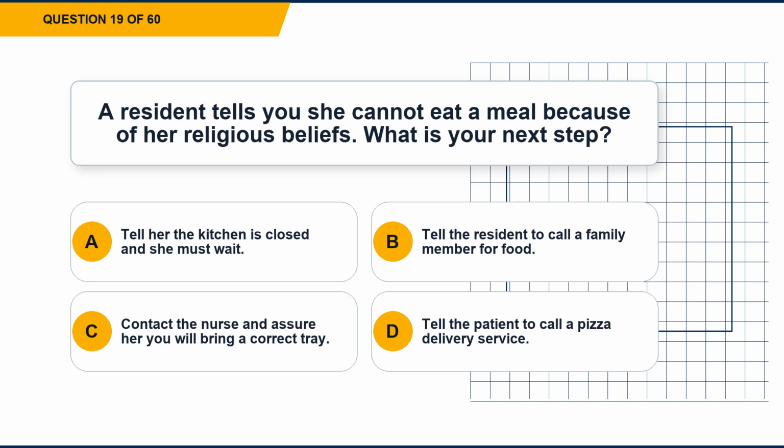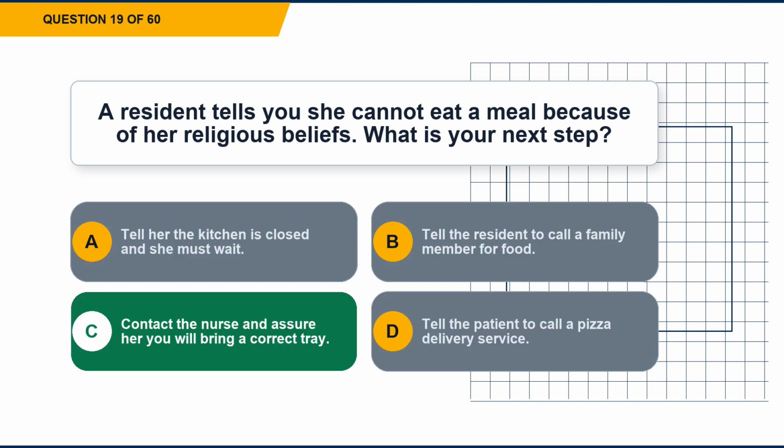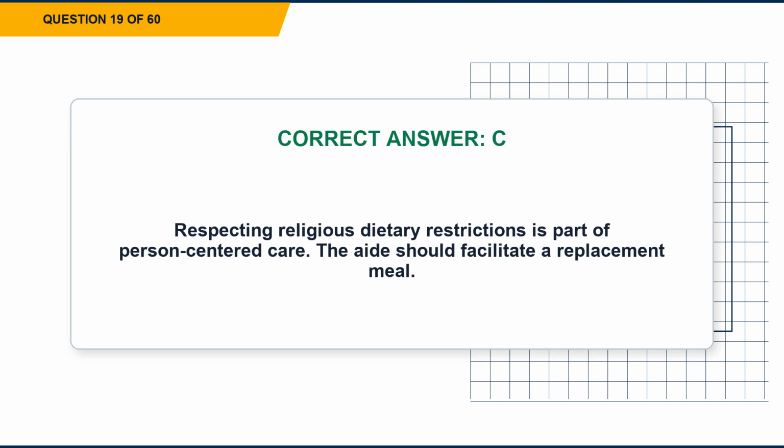Question 19. A resident tells you she cannot eat a meal because of her religious beliefs. What is your next step? Option A, tell her the kitchen is closed and she must wait. Option B, tell the resident to call a family member for food. Option C, contact the nurse and assure her you will bring a correct tray. Option D, tell the patient to call a pizza delivery service. The correct answer is option C, contact the nurse and assure her you will bring a correct tray. Explanation. Respecting religious dietary restrictions is part of person-centered care. The aide should facilitate a replacement meal.